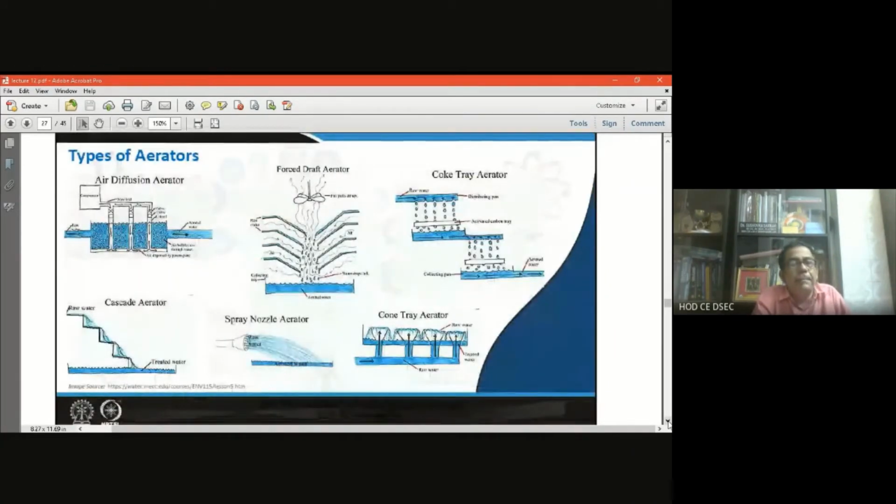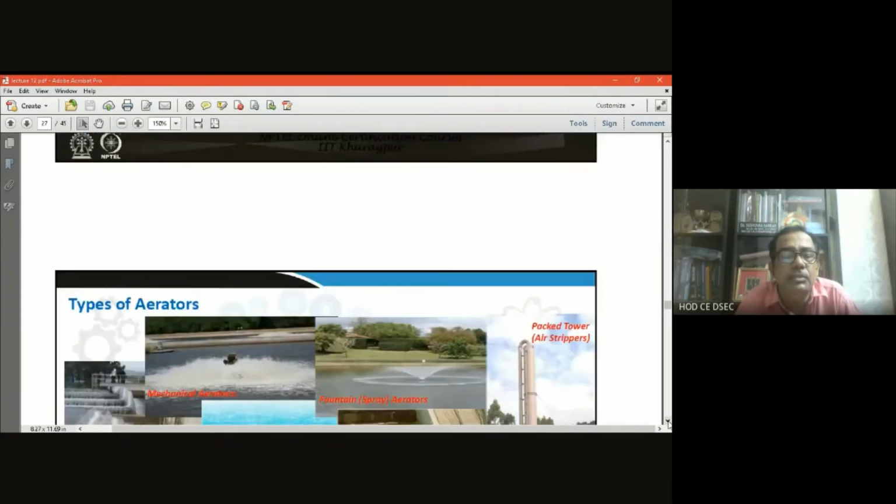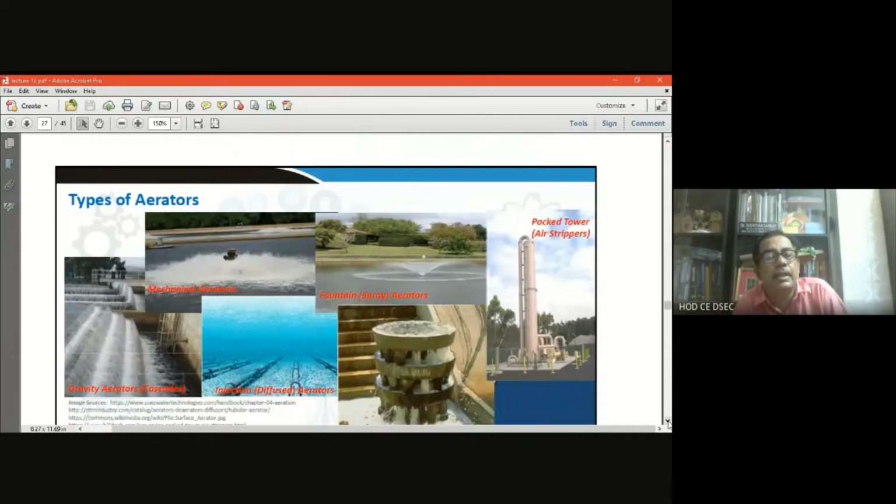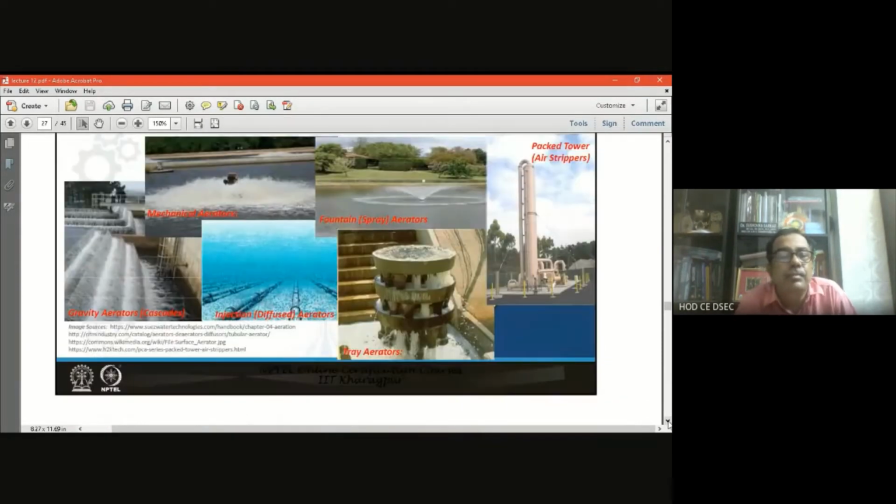Rather, I would say that air diffusion aerator, forced draft aerator, coke tray aerator, cone tray aerator, spray nozzle aerator, cascade aerator. So the basic principle is to contact air with the water in the aerator. So these are the physical photographs of the types of aeration.